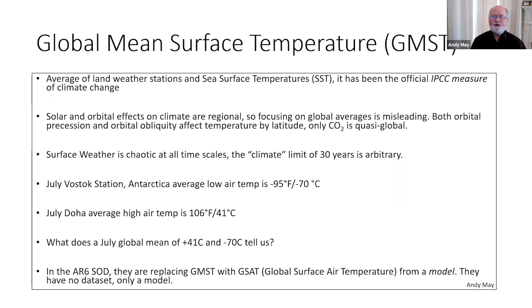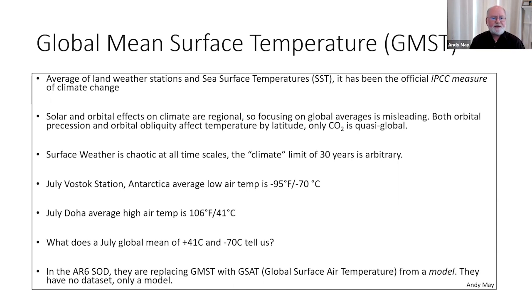They're masking regional changes by using a global average, and they're also emphasizing the global effect of CO2 because it disperses so rapidly. Another problem is surface weather is chaotic at all time scales. The so-called climate limit of 30 years is very arbitrary. Weather changes and climate changes at the 100-year scale and at timeframes even larger than 100 years. It also changes sometimes season by season or year by year.